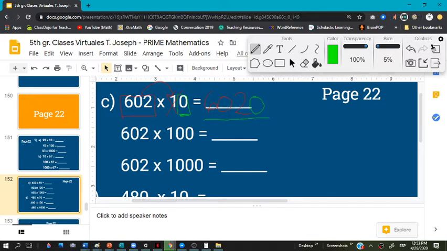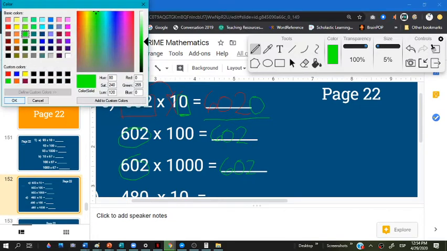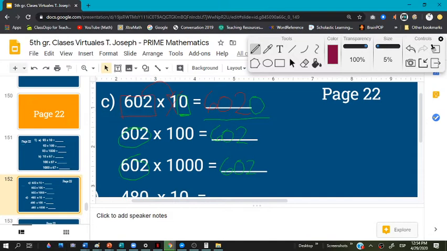6,020 is my answer. Same thing with the next problem. 602 is going to be in my answer. 602. And I found out the same right here. 602 is just going to be in my answer, right? And I'm going to figure out how many zeros I have to add to my answer. Well, here I have 2 zeros, so I'm just going to add 2 zeros right there. My answer is 6. Let me see if I can make this a little bit bigger size.